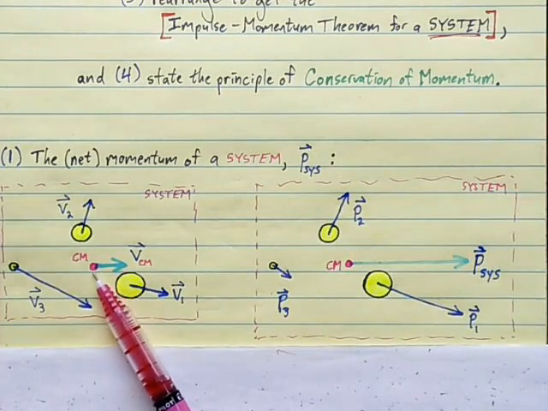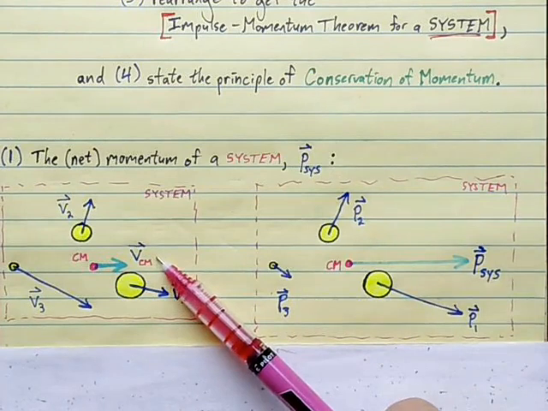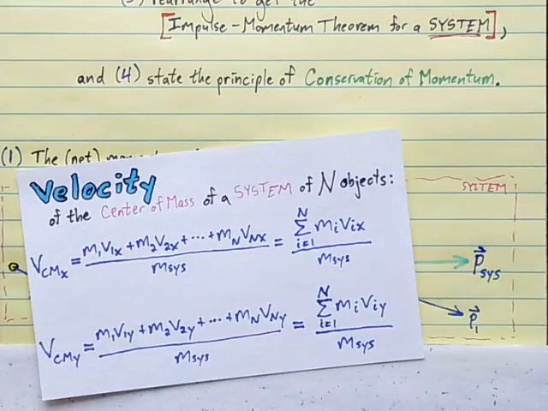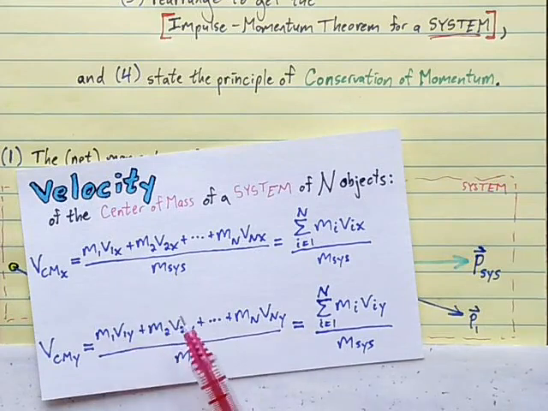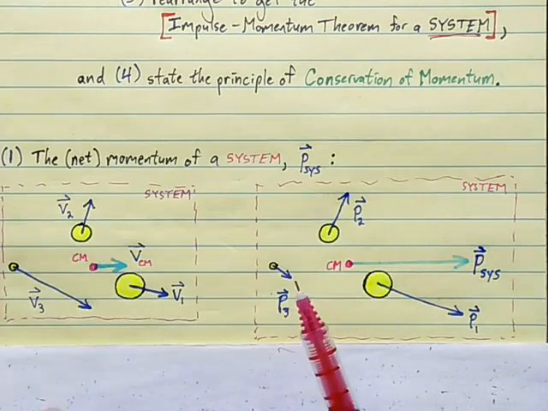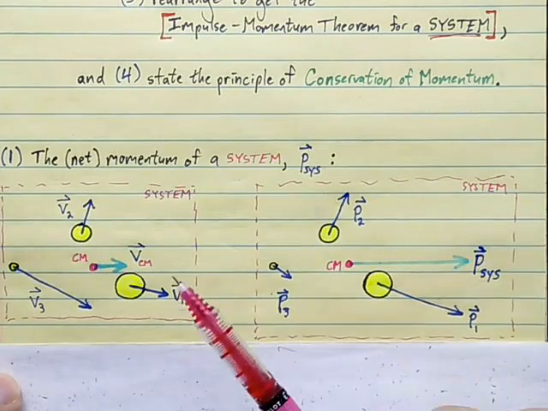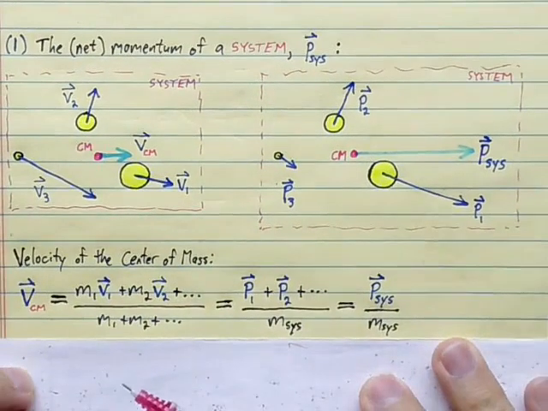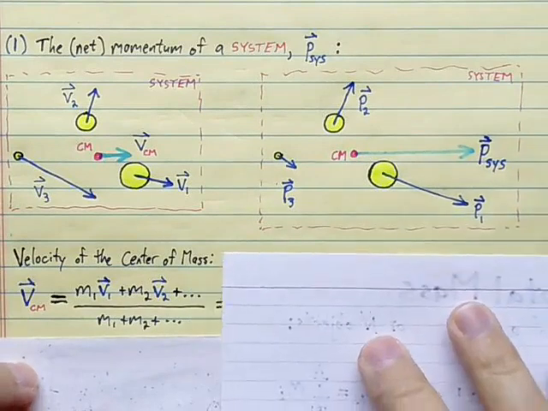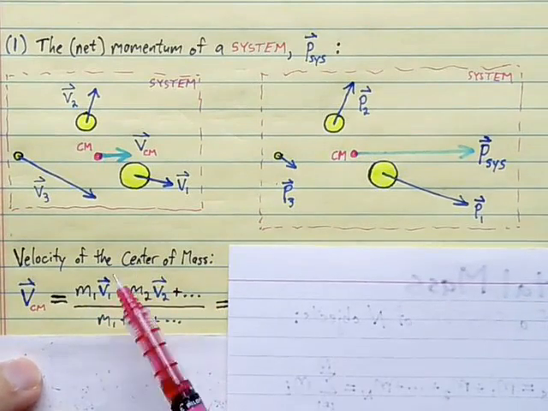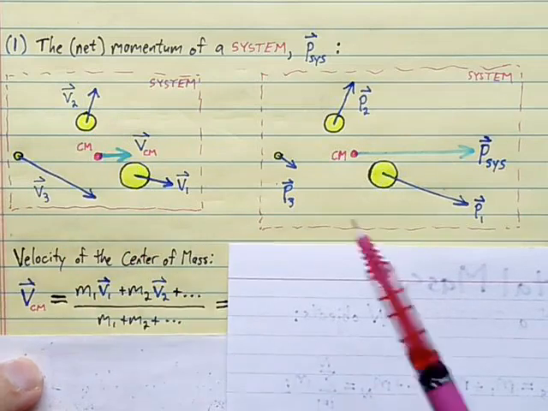So it will have an instantaneous velocity, the VCM, which we can also find by taking the weighted averages of the x and y components of the velocities of the objects composing the system. And so here's that formula. To find the velocity of the center of mass of the system, we take the weighted averages of the velocity vectors of the individual objects.